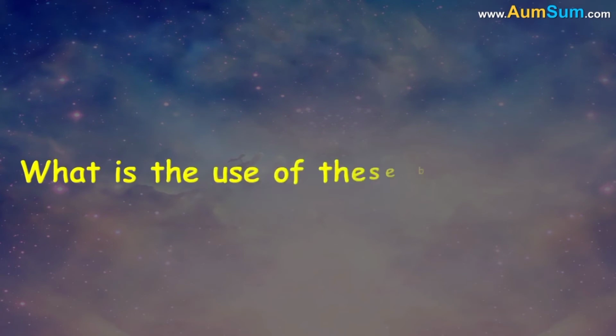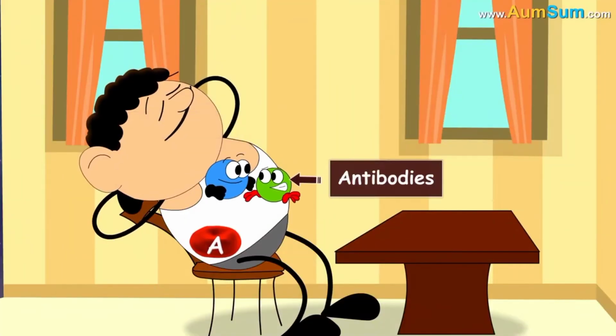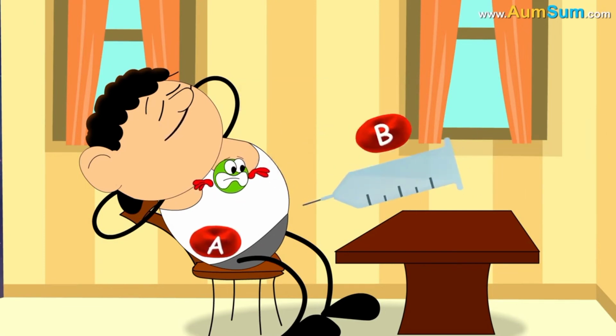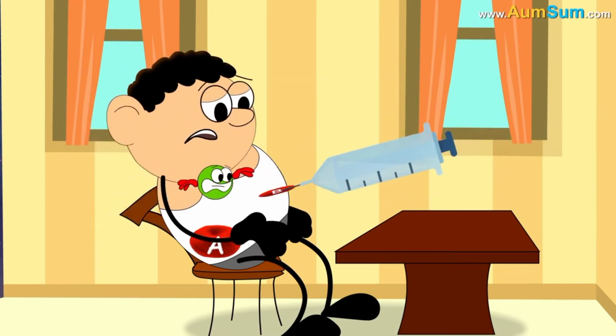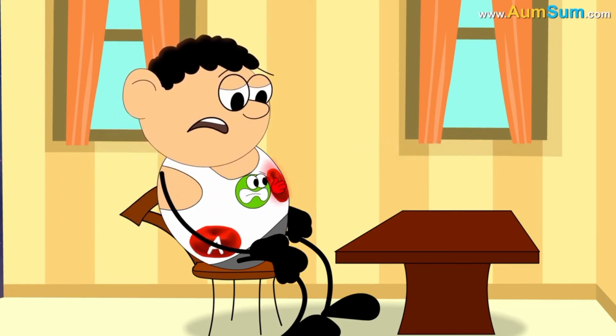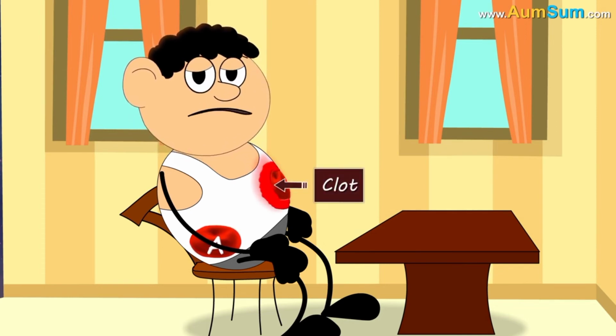But what is the use of these blood types? Our immune system produces antibodies against the antigens we don't have. So, during transfusion, if wrong blood is injected, our antibodies will recognize the unknown antigen as an invader and start attacking it. This can cause transfused blood to clot, which can be potentially fatal.